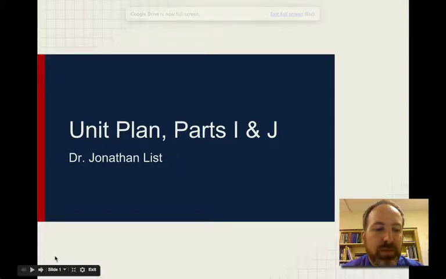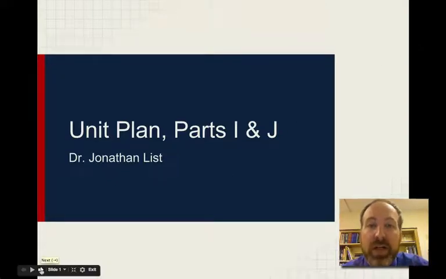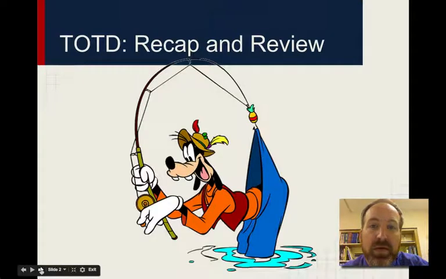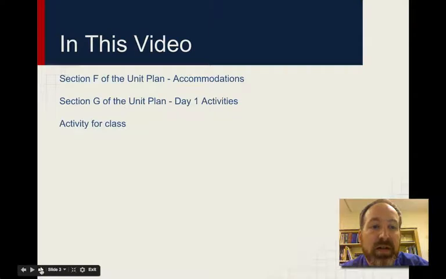Okay. Today we're going to be talking about the unit plan, parts I and J. So, to get out the door, recap and review. Section F of the unit plan deals with accommodations, and we're going to talk more specifically about what those accommodations might be. Section G of the unit plan deals with day 1 activities and what I want to see there. And finally, we're going to look at the activity for today's class.